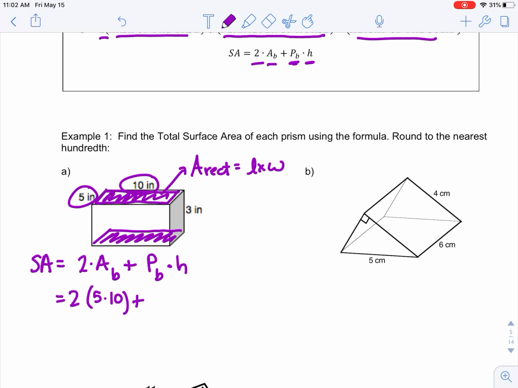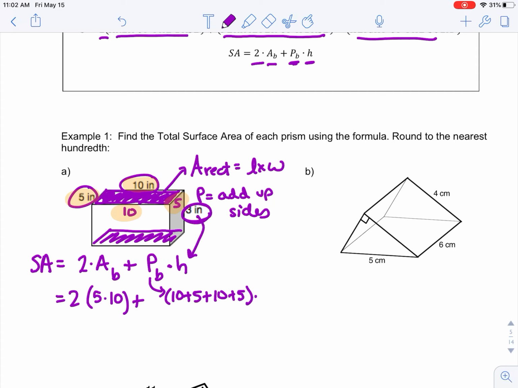Okay. Then I need the perimeter of that same base. Remember how to do perimeter? Well, you add up the sides. Now, just of this purple side right here, I got to add up all its sides. Well, that's 10, which means this would be 10. If that's 5, this would be 5. So now what I have to do is add up 10 plus 5 plus 10 plus 5, right? So perimeter of my base would be 10 plus 5 plus 10 plus 5 times the height, which is this height right here on the side.